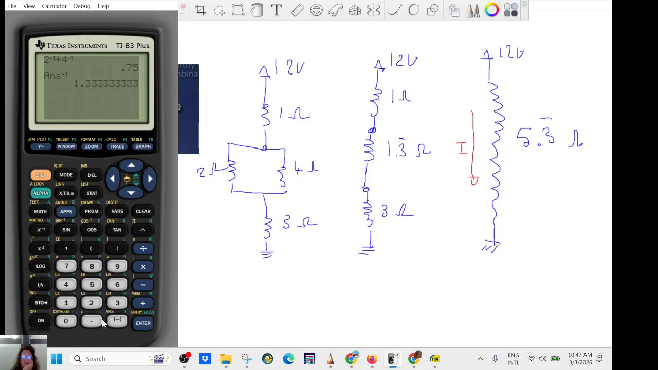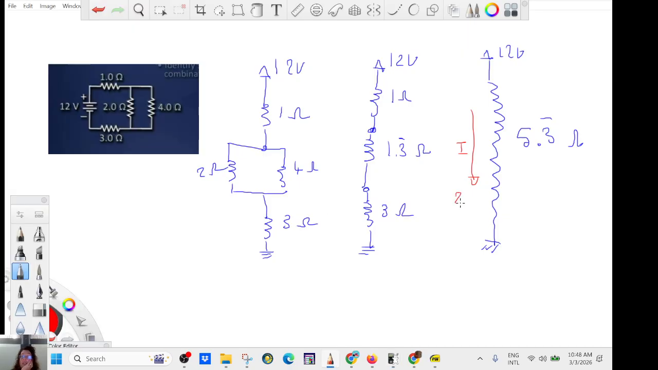Okay, and then the current here, right? So it's going to be 12 divided by 5.3333, which is 2.25. Okay, so you go back. It's like water flowing, 2.25.